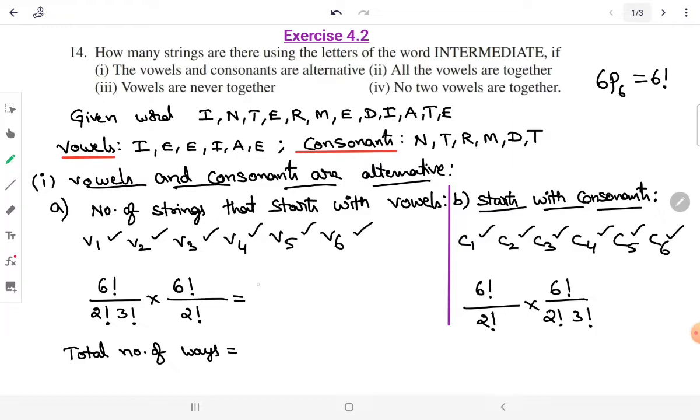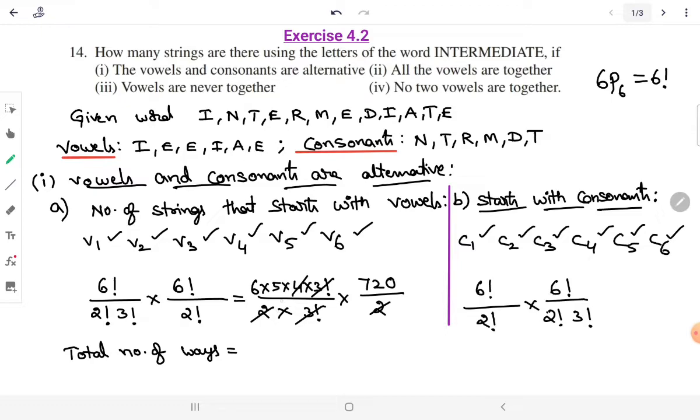So what is 6 factorial? Let's write down 6 into 5 into 4 into 3 factorial, whole divided by 2 factorial, which is nothing but 2 into 3 factorial, into 6 factorial again. So 6 factorial is 720, whole divided by 2 factorial. 2 factorial is nothing but 2. So 3 will get cancelled. Now 2 2s are 4. So this 4 and 4 also will get cancelled.